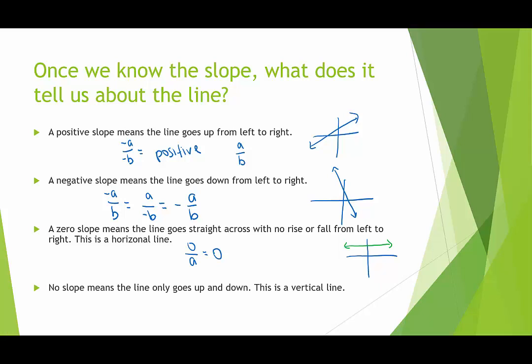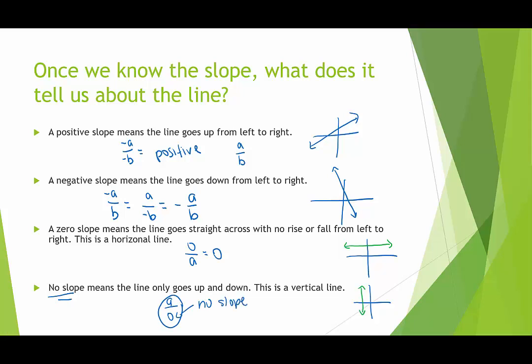Very important to note there. And no slope means that the line only goes up and down, and it's a vertical line. So if we draw a picture of that, it might look something like this. Given that it's a vertical line, what that means for it to have no slope is that there's a 0 in the denominator, right? We can't divide anything by 0. That's mathematically impossible. So when there's a 0 in the denominator, that indicates that we have no slope.